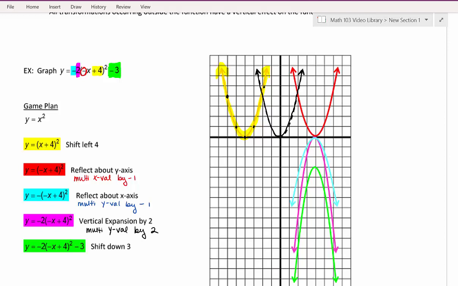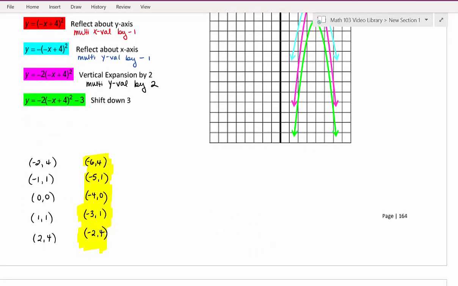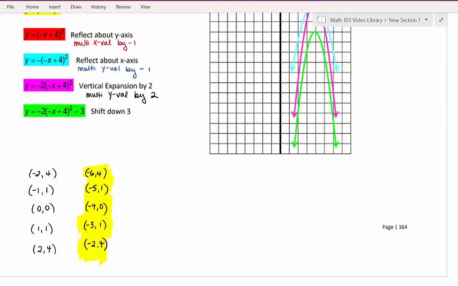Next, we have a reflection about the y-axis. We've already noted that we want to multiply the x values by -1 to get the correct points for this next graph. And we're always building off the last. So now we're building off of our last set of points. And we're multiplying all those yellow points, all the x values, by -1. These will give us our red points.